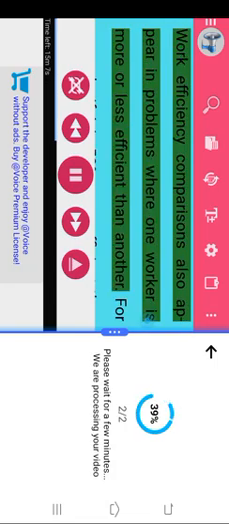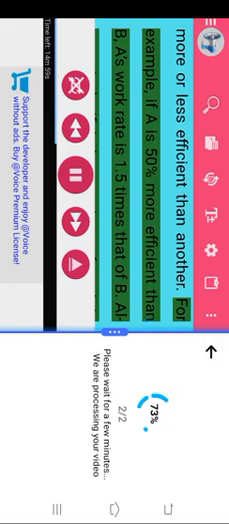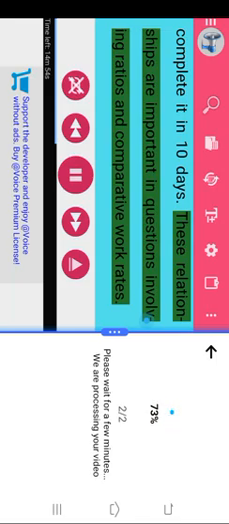Work efficiency comparisons also appear in problems where one worker is more or less efficient than another. For example, if A is 50% more efficient than B, A's work rate is 1.5 times that of B. Alternatively, if A completes a piece of work in 20 days and B is twice as efficient, B will complete it in 10 days. These relationships are important in questions involving ratios and comparative work rates.